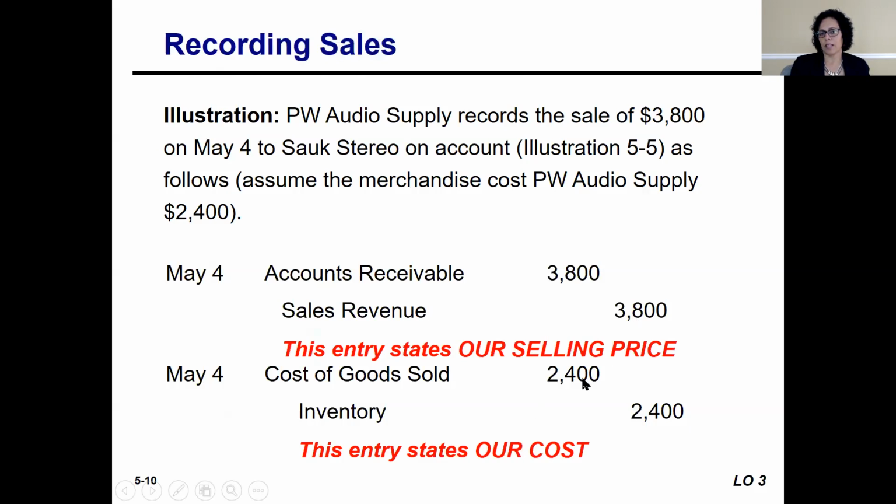The difference between these two numbers, sales revenue minus cost of goods sold, gives you the gross profit. So for this transaction, the profit is $1,400. 38 minus 24 is 1,400. That's the gross profit on this particular transaction.